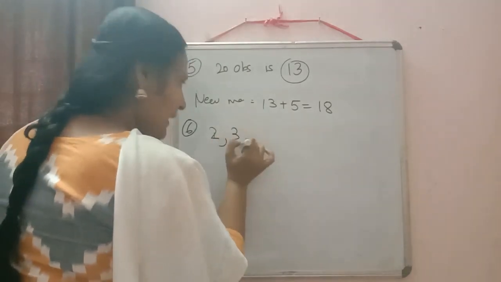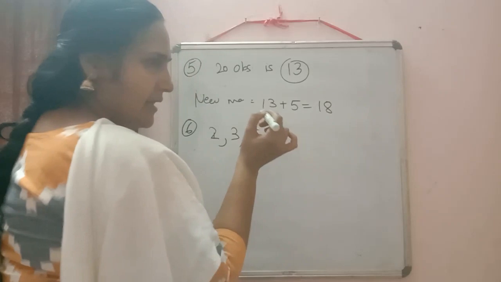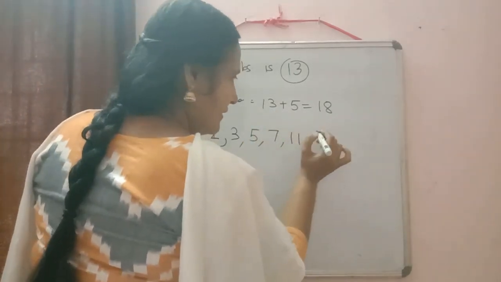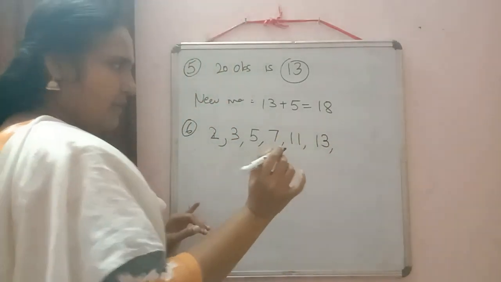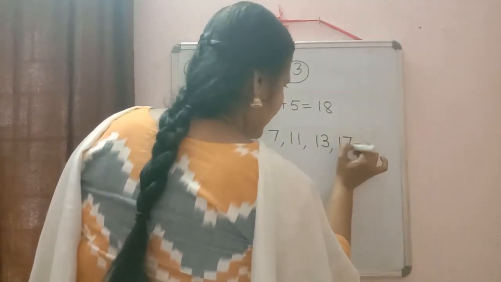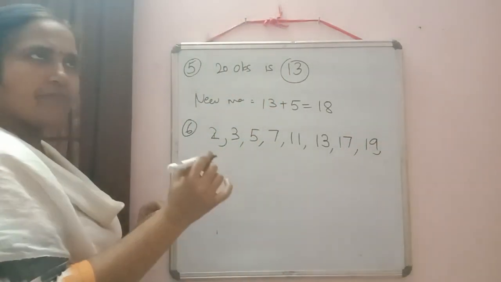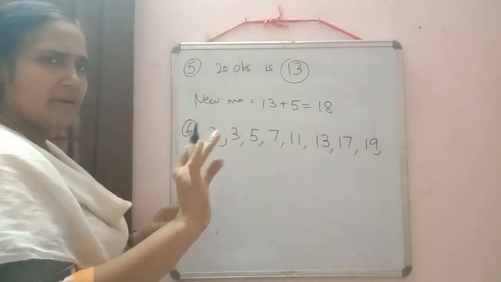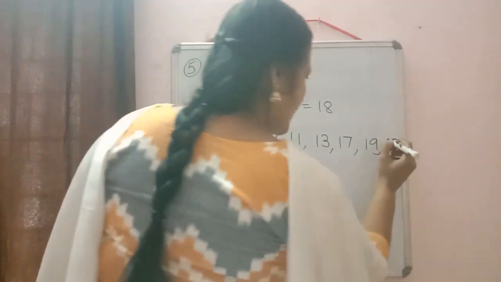Then 3. Then 5. Then 7. Then will 9 come? No. Then 11. Then 13. Then 15 will not come. Then 17. Then 19. After 19, 21 will not come. Don't check the even numbers, only check the odd numbers. 21 will not come. 23.